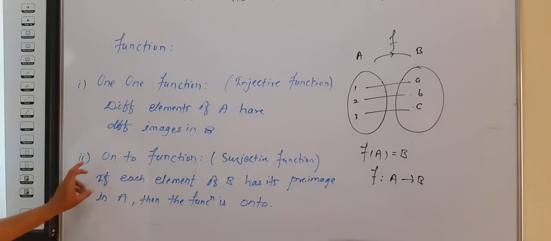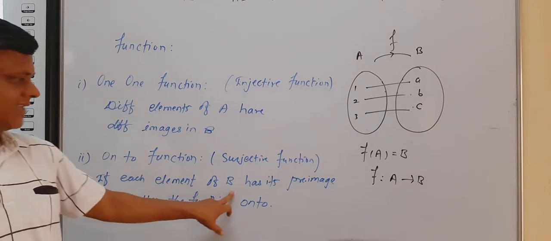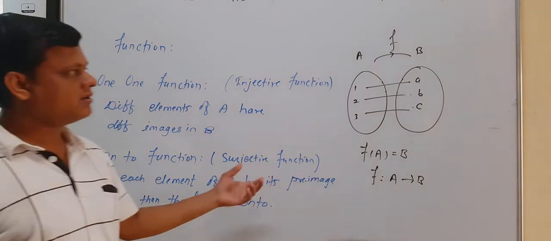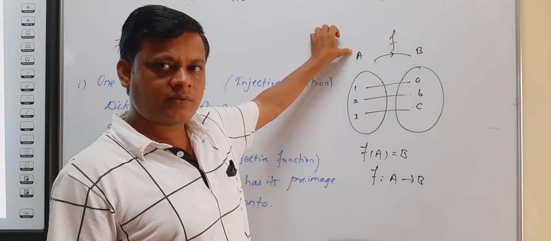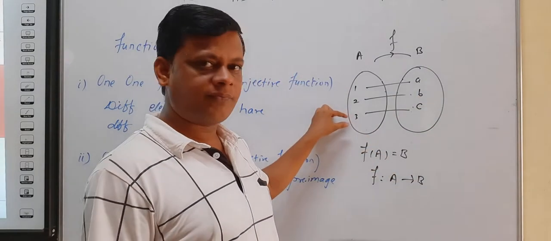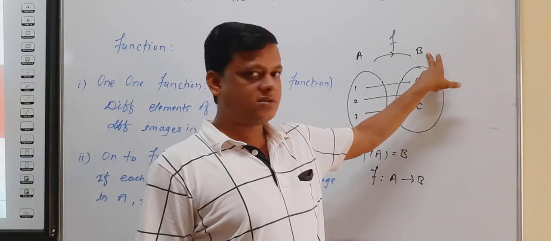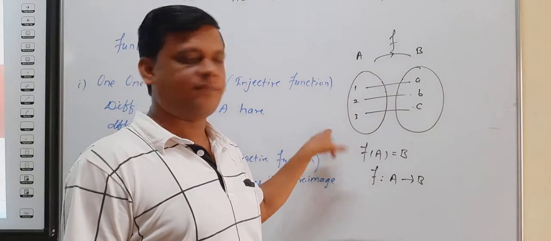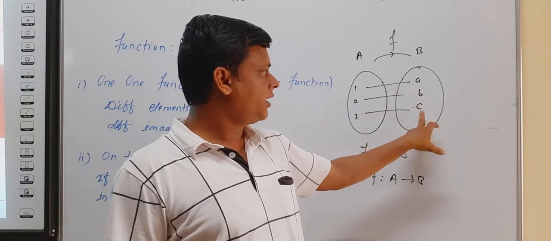Now see the second definition, onto function, that is surjective function. If each element of B has its pre-image in A, then the function is onto. Now we consider the same example. Here are the elements in A and the elements in B. Now 1, 2, 3 have images a, b, c, and these elements of B have three pre-images in set A. That is, the pre-image of a is 1, the pre-image of b is 2, the pre-image of c is 3.